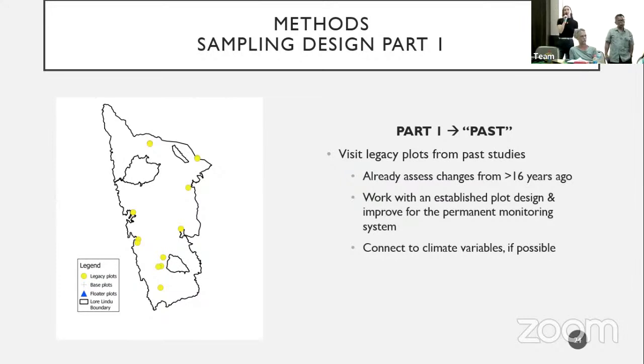By working with this established plot design and this established sampling design and everything like this, there's a lot of learning that can take place, right? So learning about how feasible was it? Is it a good design? By testing it, I and the people who I will work with can know, and we can improve it for the final design, so to say. So it's also important to connect this to climate variables if possible.